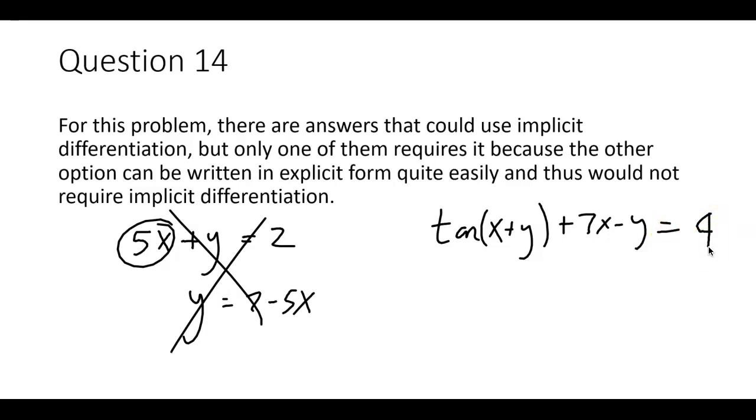You're not going to be able to get the y by itself. So that one is hopelessly implicit. There's no way you're ever going to get this y combined with this y. It's just not going to happen. And so in that case, you have to use implicit differentiation for this one.